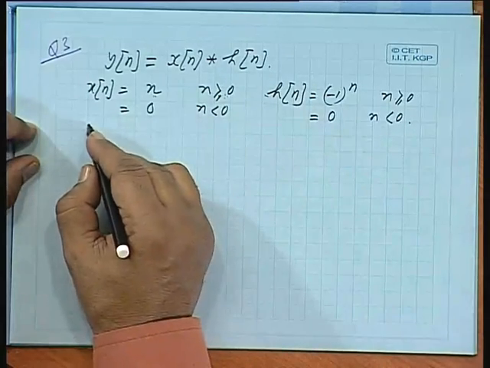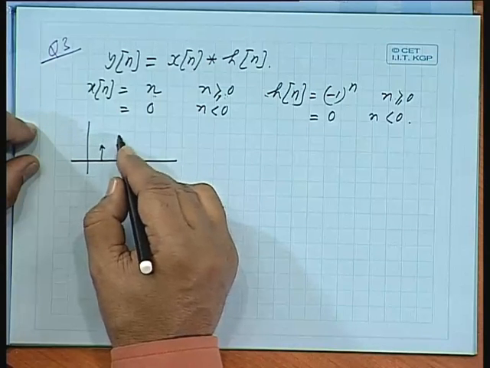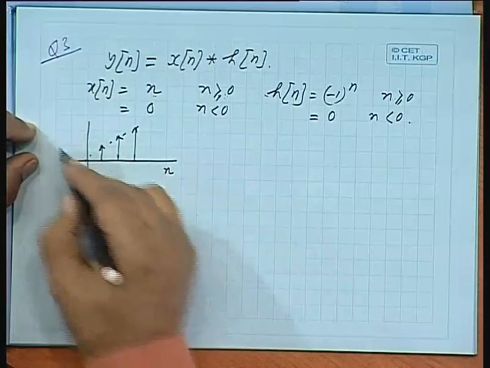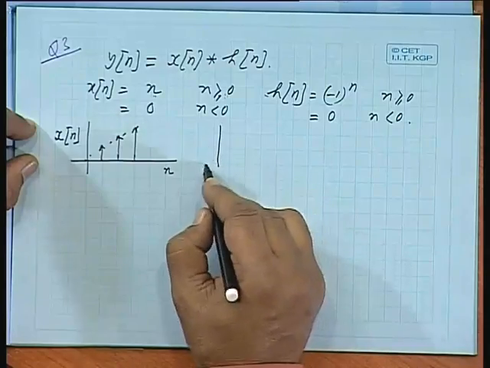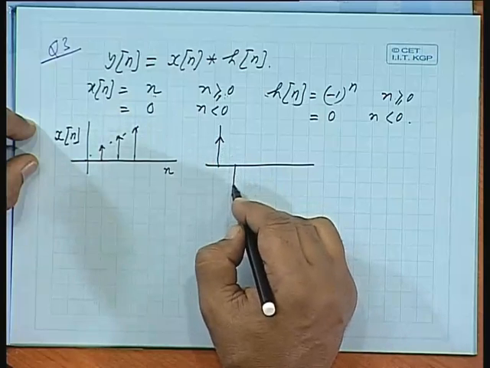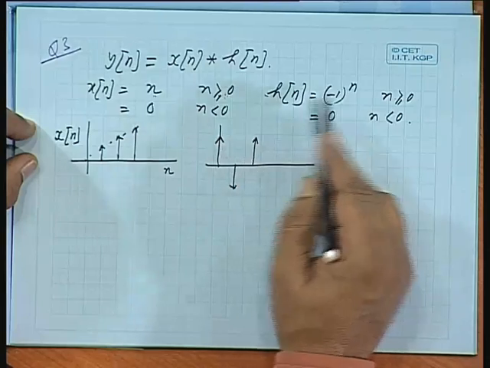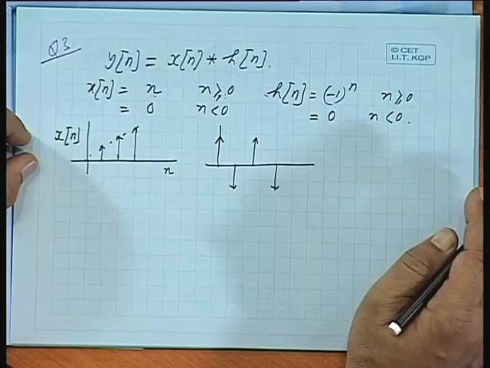So, let us just sketch the functions. One is like this, 1, 2, 3 and so on. This is x n. The other one is h n, all right, which will be alternately plus 1, minus 1. Does it start with plus 1? N is equal to 0, it will be plus 1, minus 1 and so on. Okay. So let us see what will be the response corresponding to this. This is h n.